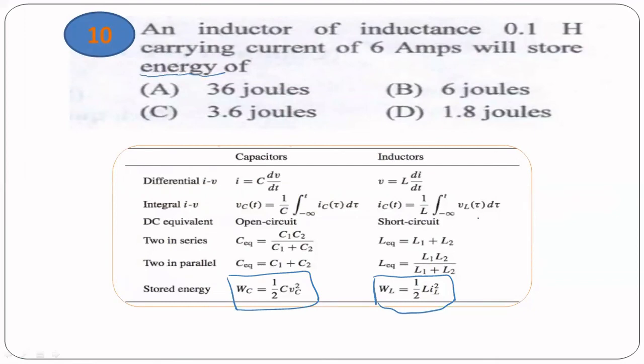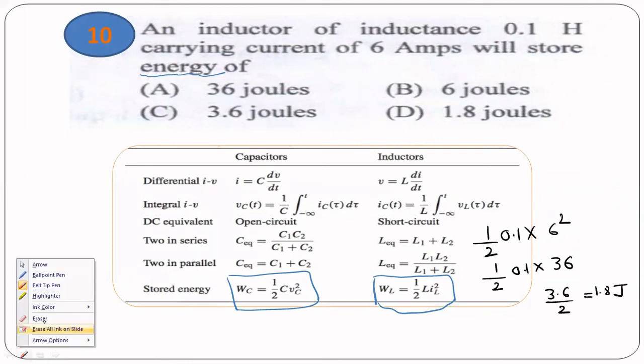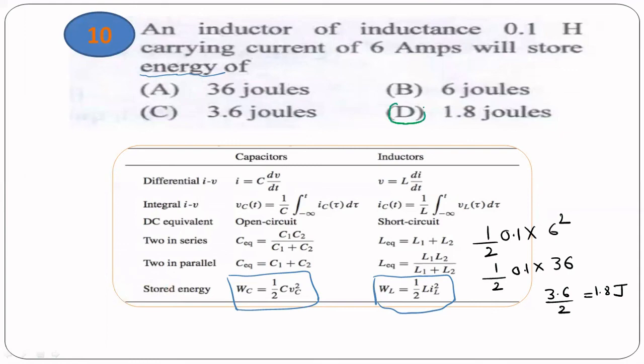Since it is with respect to the energy stored in an inductor, as per the question, it is half L i squared, which is half into 0.1 into 6 squared. The solution expected is 1 by 2 into 0.1 into 36, so it will be 3.6 divided by 2, which is 1.8 joules. The expected and correct answer for this is option D, 1.8 joules.